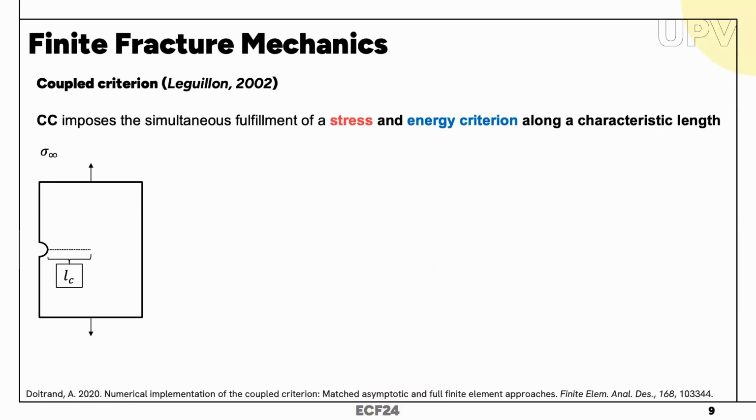Second, as I said before, we are going to use finite fracture mechanics in order to assess the failure of these cement lines. Particularly, we are going to use the coupled criterion, originally proposed by Leguillon in 2002. This coupled criterion imposes the simultaneous fulfillment of 2 conditions. The first condition is a stress criterion, and the second condition is an energy criterion. These 2 conditions need to be fulfilled along a characteristic length. I think that's the reason they call it finite fracture mechanics, because it's always through a characteristic length.